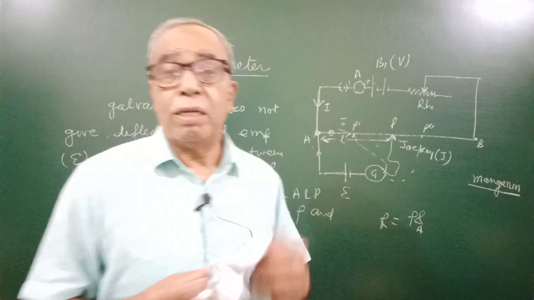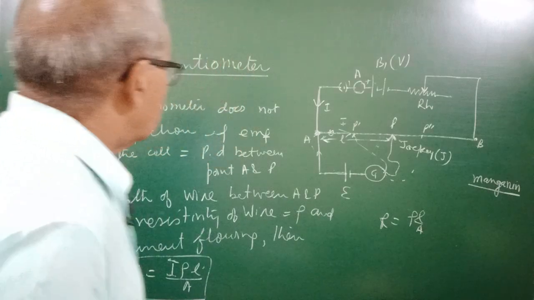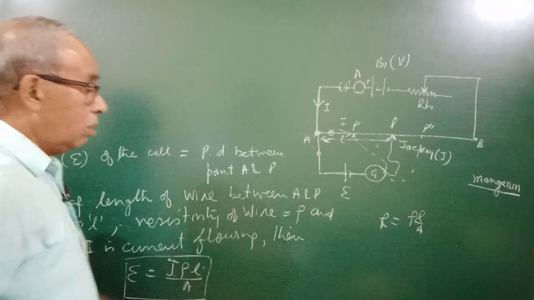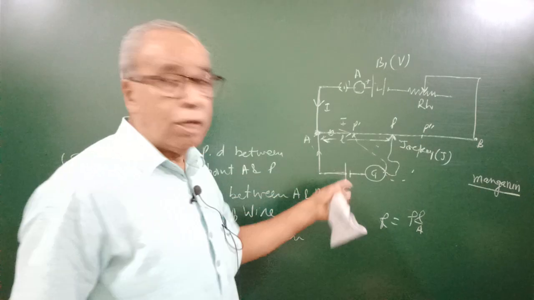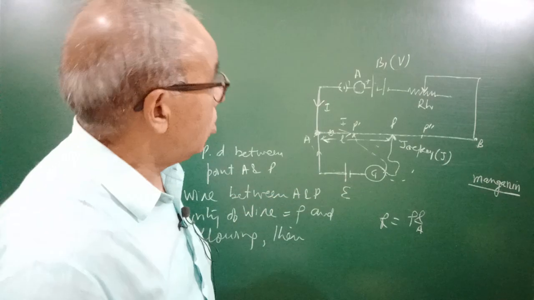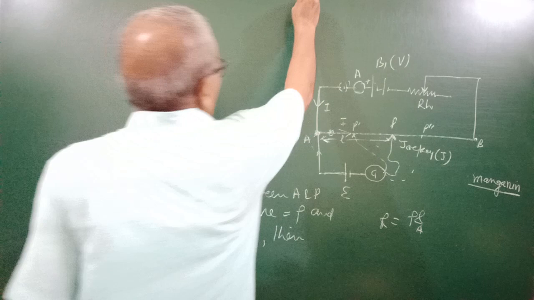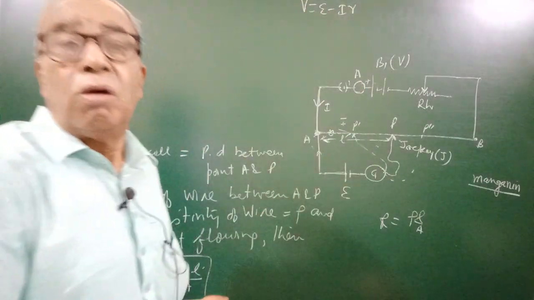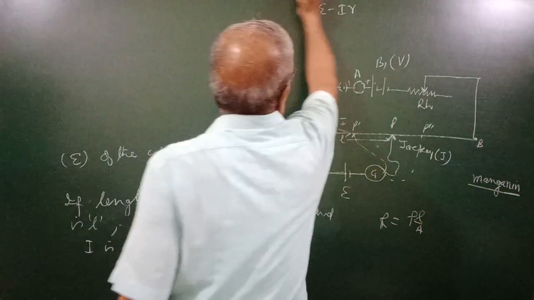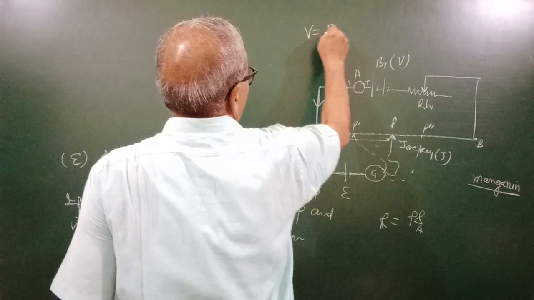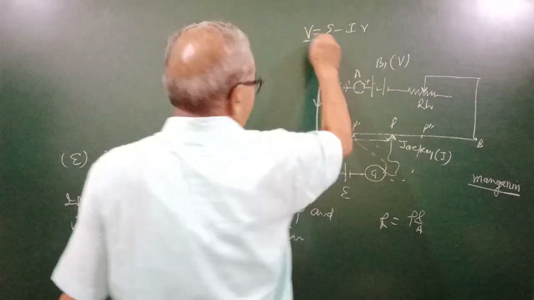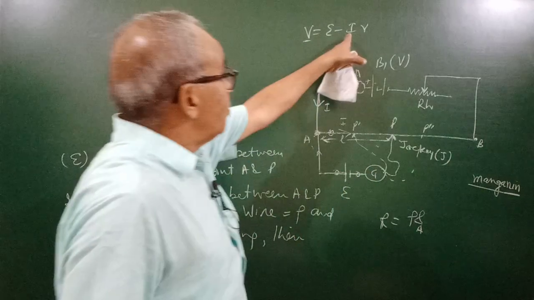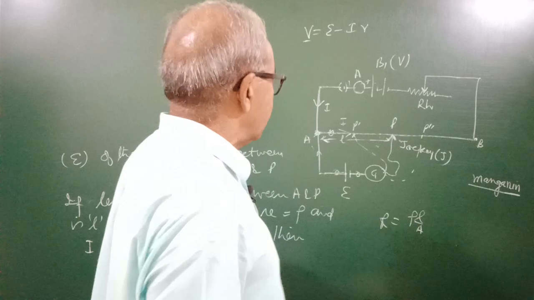When point P is such that the galvanometer does not give deflection, then current is neither given to the cell nor taken away from the cell, and you know V equals E minus Ir. If I equals 0, then V equals E, the terminal potential difference of the cell equals E.